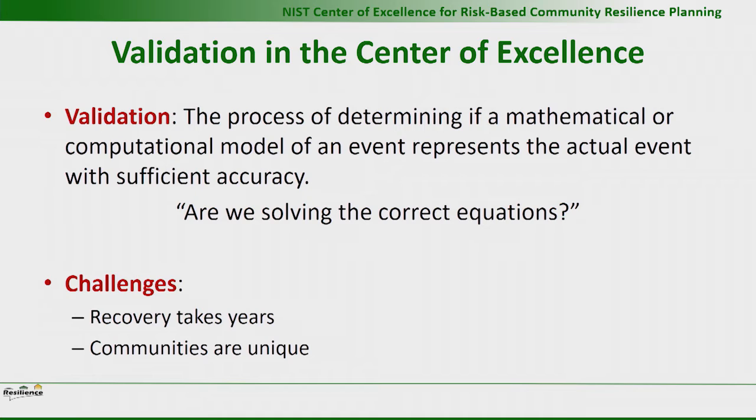Validation is traditionally defined as the process of determining if a mathematical or computational model of an event represents the actual event with sufficient accuracy. It allows us to answer the question, are we solving the correct equations? This definition works great for engineers. We can compare model results to fundamental mathematical or physics-based relationships or design experiments for validation testing.